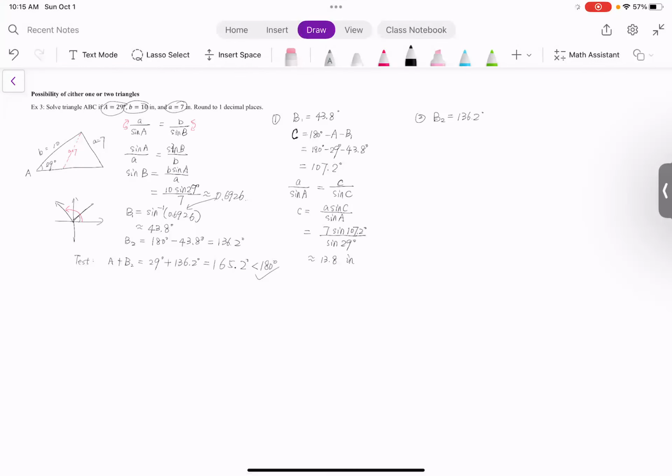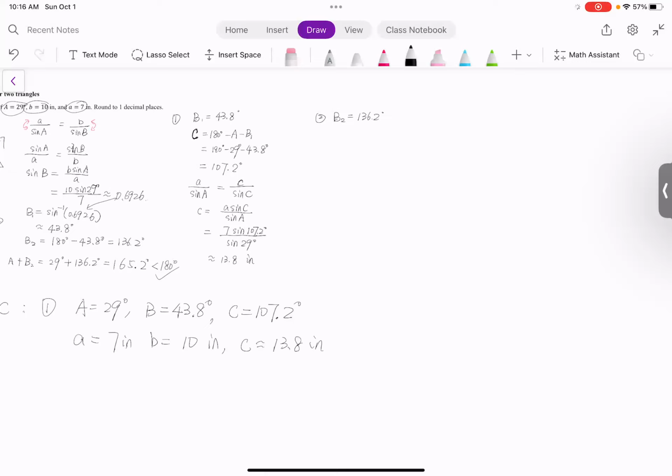From the first one, I got all the information. I can list triangle ABC. In case one, A equals 29 degrees, B equals 43.8 degrees, and the angle C equals 107.2 degrees. And for the sides, a equals 7, b equals 10, they are all inches. And c is 13.8 inches.